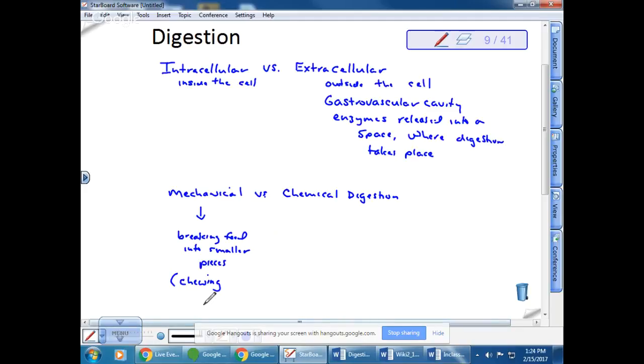We're also going to talk about how bile is a chemical that actually mechanically digests fats. So those would be two examples of mechanical digestion: breaking the food down by chewing it, and bile, which is released into the small intestine and breaks down the fats into smaller fat droplets. Chemical digestion is through the use of enzymes, and enzymes are proteins that bind to molecules and break chemical bonds.